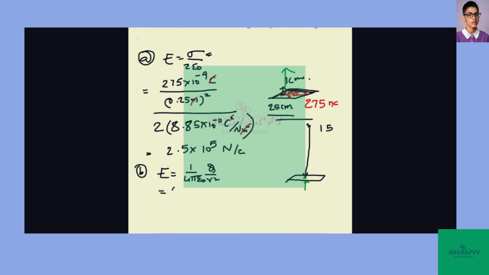So we know that 1 by 4 pi epsilon naught is 8.988 into 10 power 9 Newton meter square per coulomb square, times q, which is 275 into 10 power minus 9, by r squared, which is 15 squared, because 15 meters. This gives us 11 Newton per coulomb. Again, the direction of the field would simply be away from the sheet.